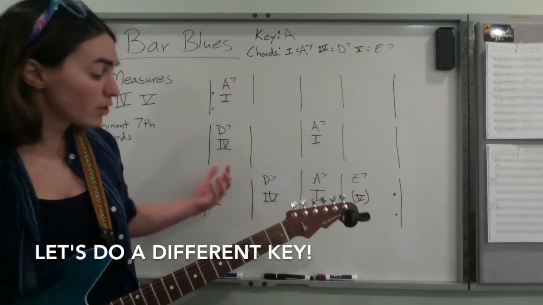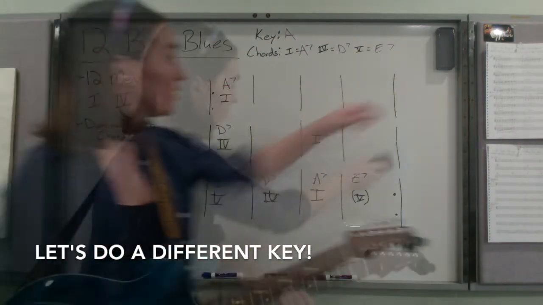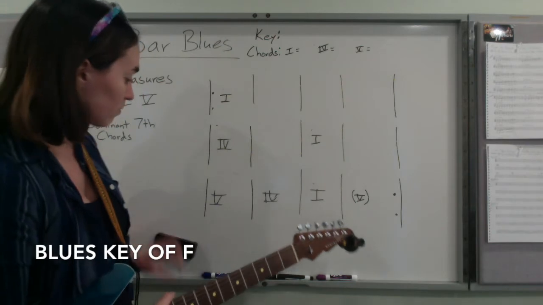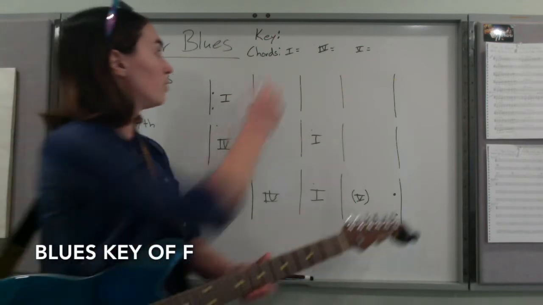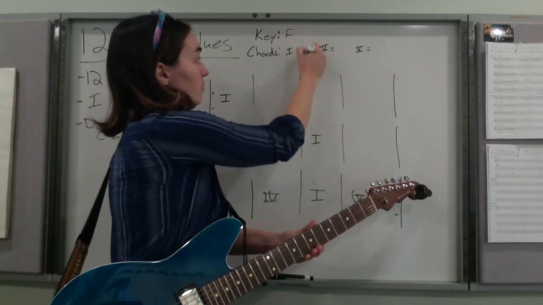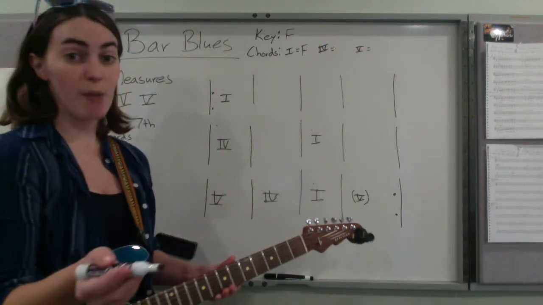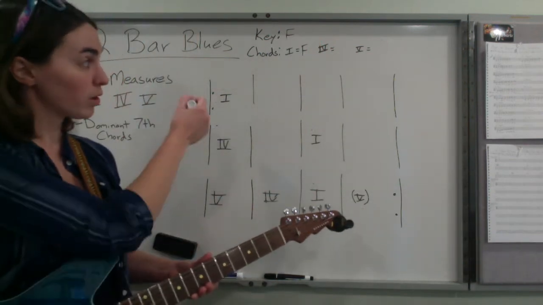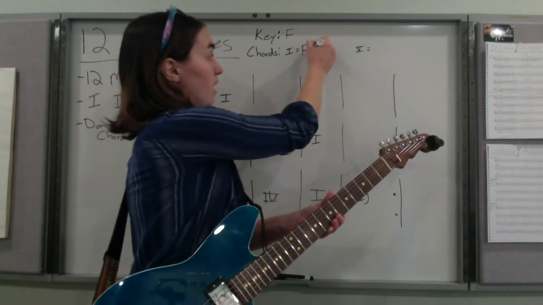We can do this in another key, so just to kind of show you all that. All right, so key of F, the 1 chord in the key of F is going to be F. We said we want those to be dominant 7th chords, so when we put our 1 chord in our blues form, it's going to be F7.